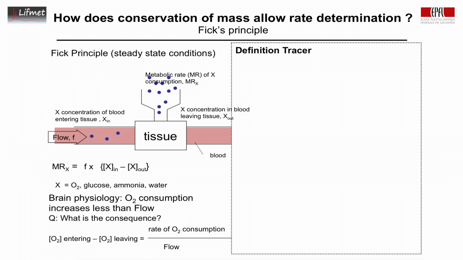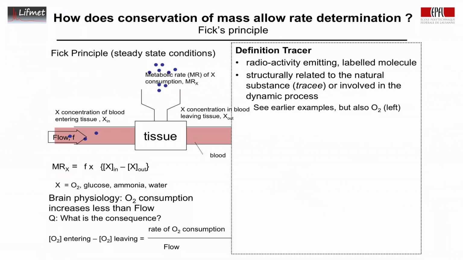So here I want to bring in some definitions. We'll talk about the tracer. Classically, a tracer is a radioactive molecule, so it's emitting radioactivity. It is labeled with the isotope. It is typically linked to the molecule that we wish to characterize, or sometimes even identical. The natural substance is called the tracee, and one example we've already seen is glucose as the tracee, and the tracer would be fluorodeoxyglucose.